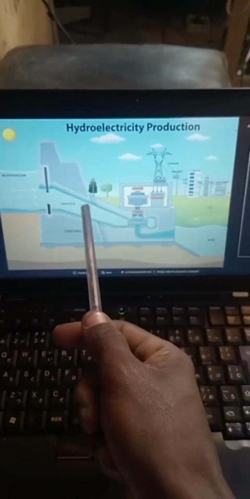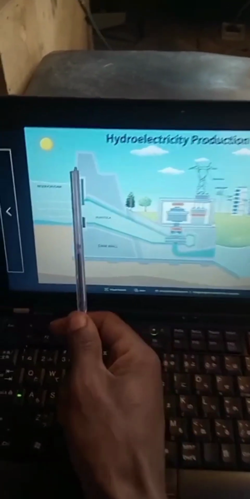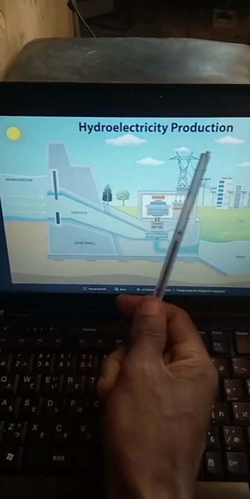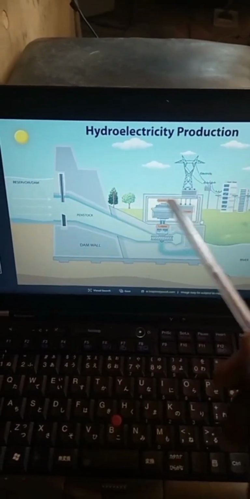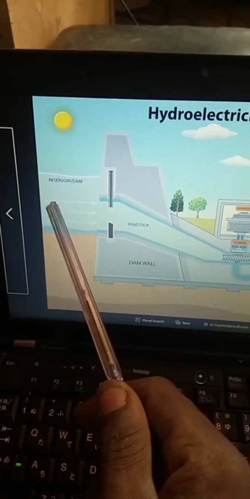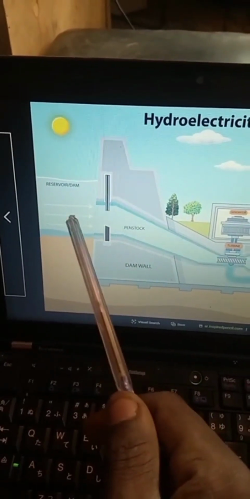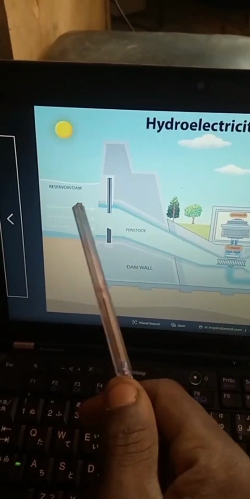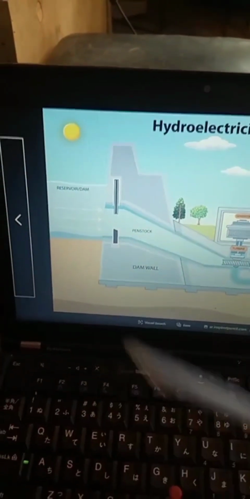So here, guys, you can see I have my hydroelectric production. What basically happens, you can see this is a reservoir. This is a very big source of water, maybe a river or something like that.